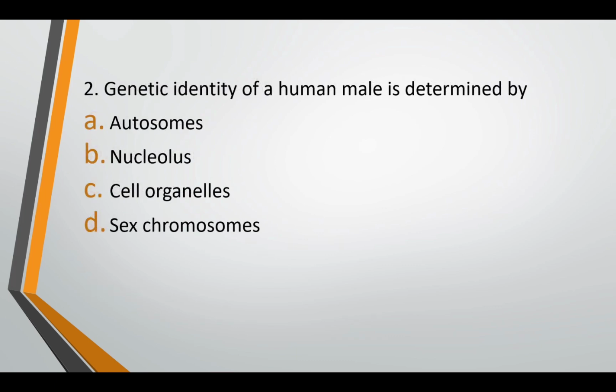Question number 2. Genetic identity of a human male is determined by option A. Autosomes, option B. Nucleolus, option C. Cell organelles, or option D. Sex chromosomes. The correct answer is option D, that is sex chromosomes. So what is the genetic makeup of a human male? Right, 44 plus XY chromosomes, and for human female it is 44 plus XX chromosomes. So this sex chromosome, whether it's Y or X, determines whether the fetus will develop into male or female.